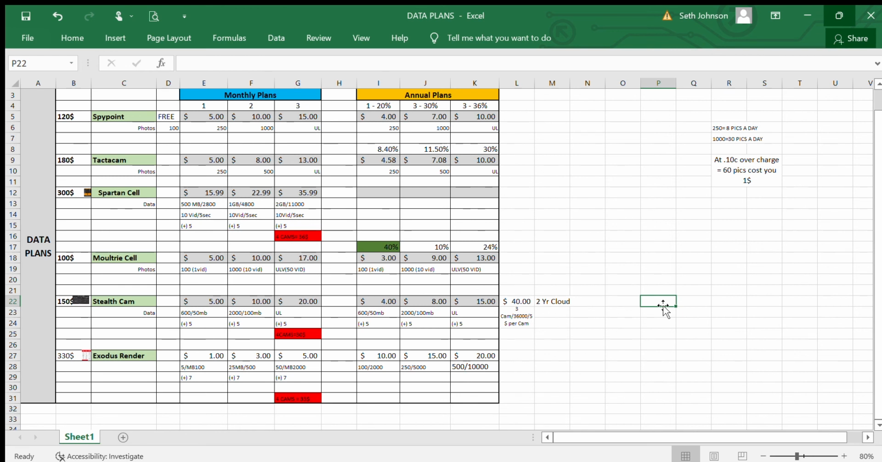So if you had 4 cameras on a middle of the road plan, you're looking at $7 for 4 cameras plus, what do we say, $5, and you're getting 2,000 divided amongst 4 cameras. So that's really not too bad. It's what, 500 pictures per camera. So it's kind of pick your own plan that works best for you.